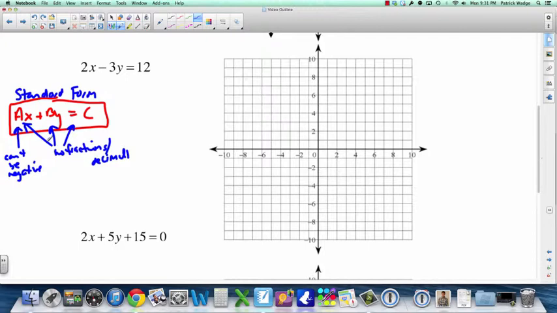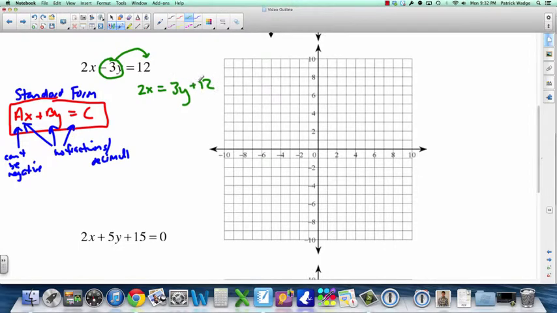Okay, how do we graph these? Well, I would say you have two main ways you could graph them. One way is you could turn this into y equals mx plus b. So if you wanted to do that, your goal is to get the y by itself. And you also want y to be positive. So what I would probably do is take this -3y and move it over to the other side. So that would give you 2x equals, if I take -3y and move it to the other side, it becomes positive 3y, and I still have a plus 12 here.